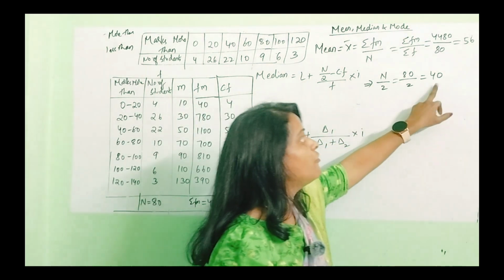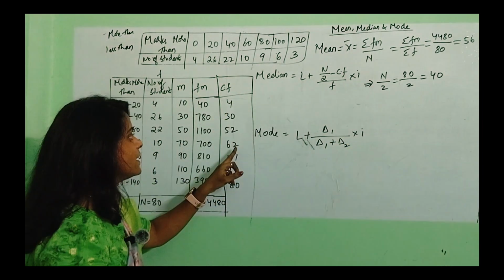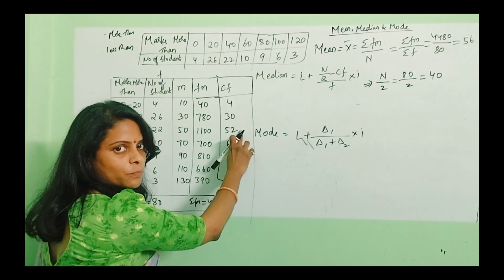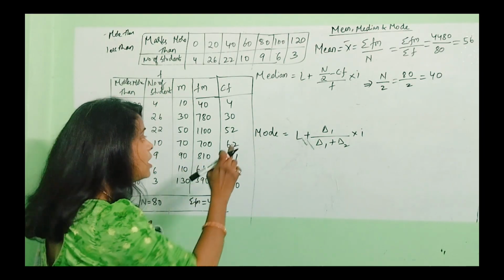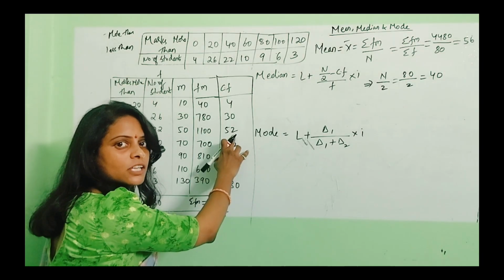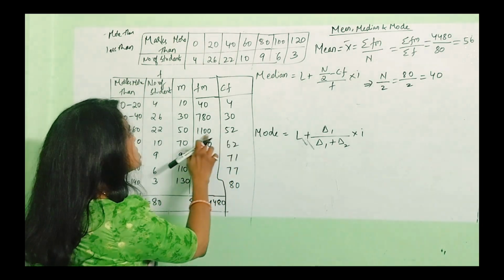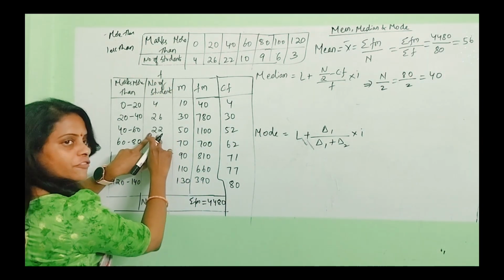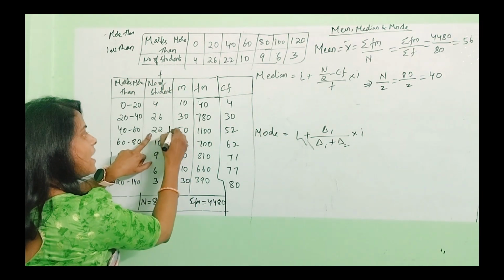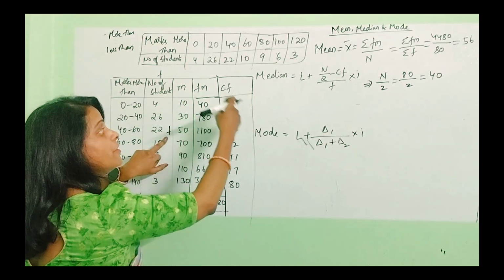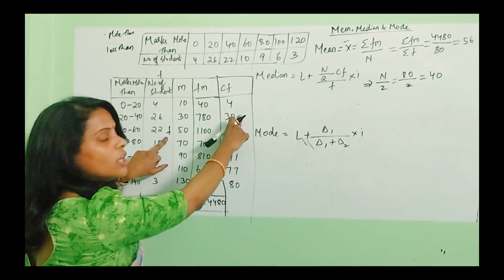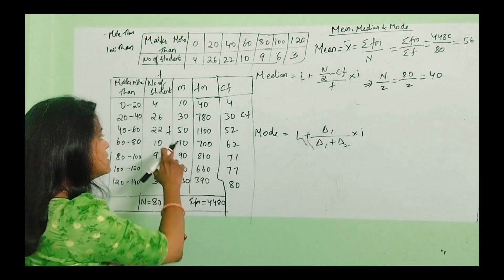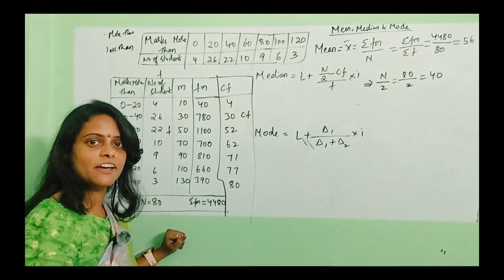Okay, so now 40. Where 40 lies? Here, between 30 and 52. Okay, I told you, remember, always take the upper frequency, not the lower one. So this will become your F value. See, this is F now. So this is the F value, and the before number will become your CF value. So this is the CF value. This is F and this is the CF value.